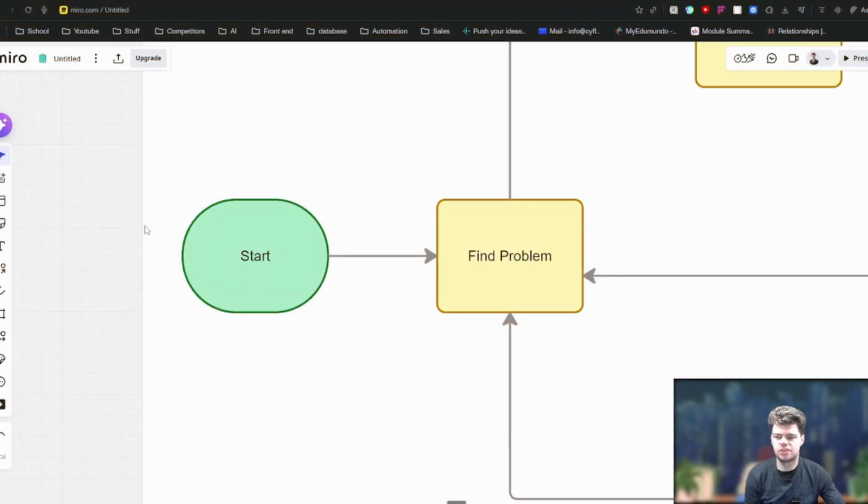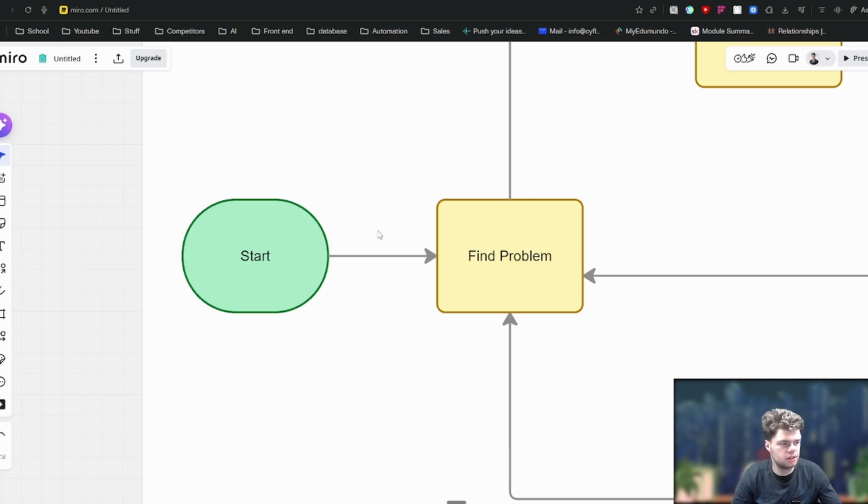So now I'm going to show you a diagram on how to actually get to 10k MRR. First off, it starts right here. We're going to have a start, which is where most people don't even begin. So you're already ahead of the curve if you already start, and you're going to find a problem. And this is where a lot of entrepreneurs get stuck, finding a problem.